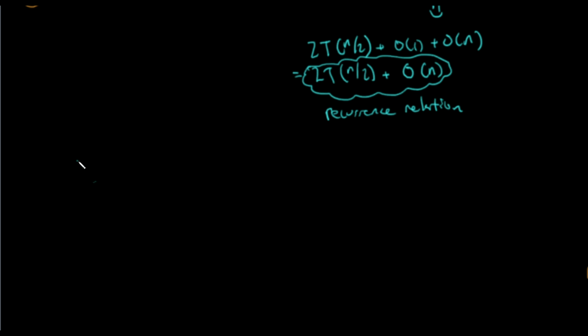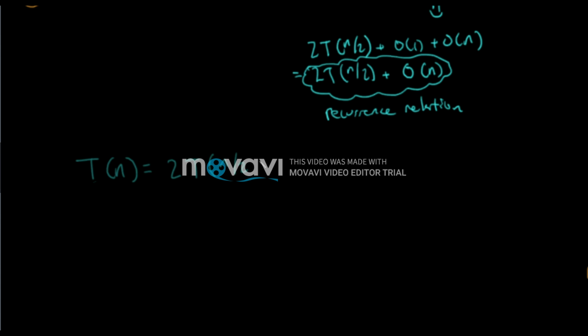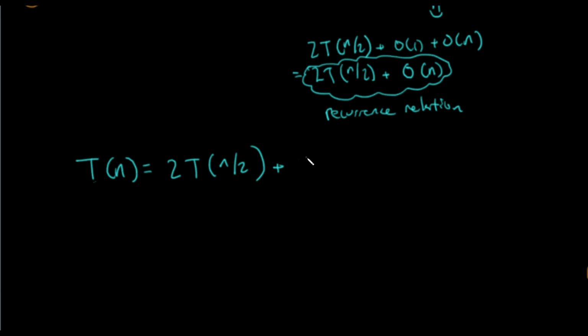Just to write it out, the runtime for merge sort is the exact same as the runtime of doing merge sort twice on arrays of half the input size plus some linear amount of work. And we're going to go ahead and analyze this in the next video.